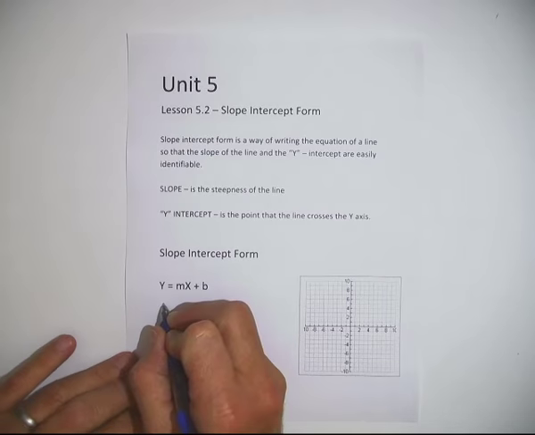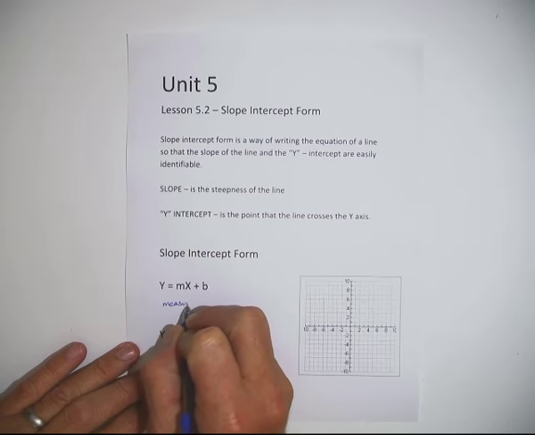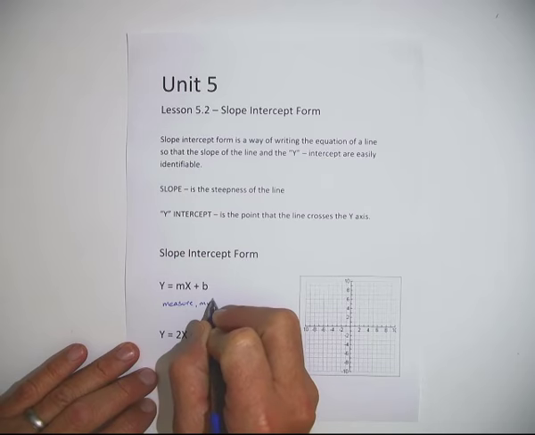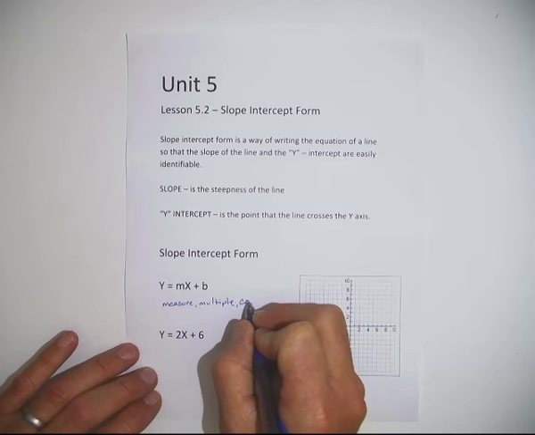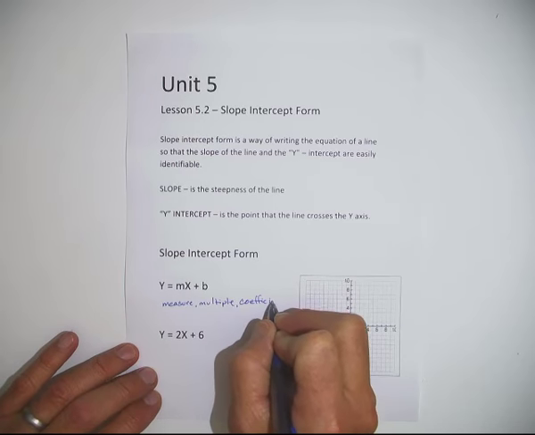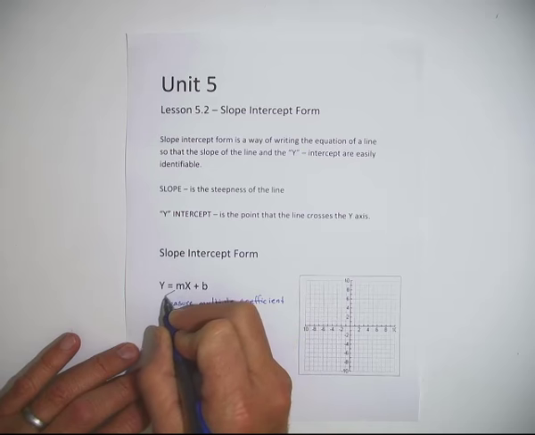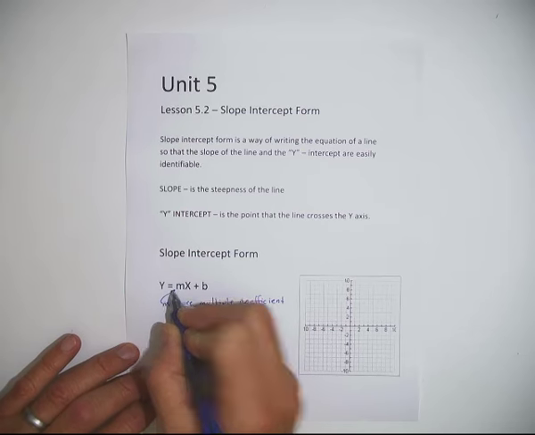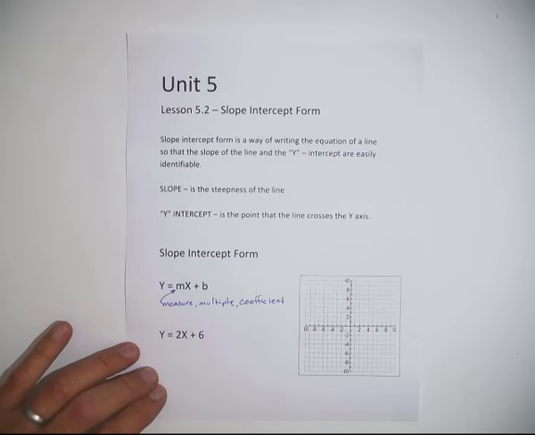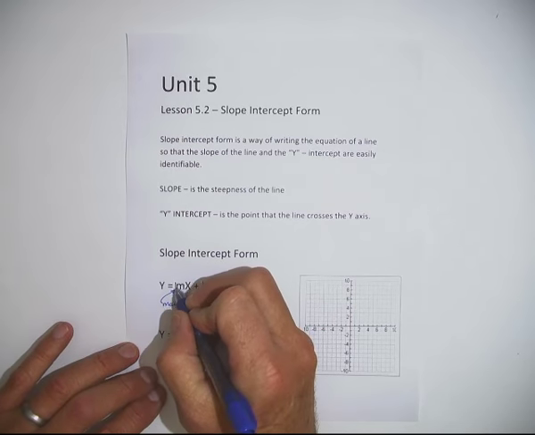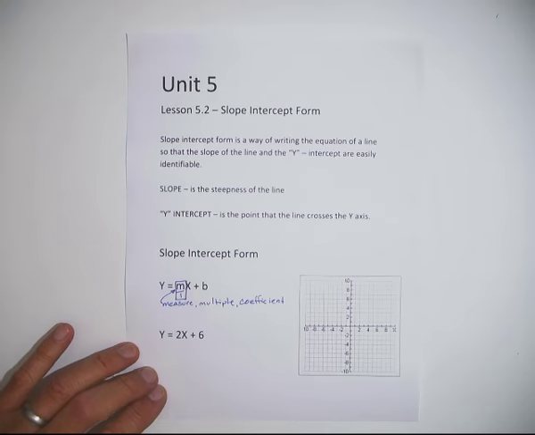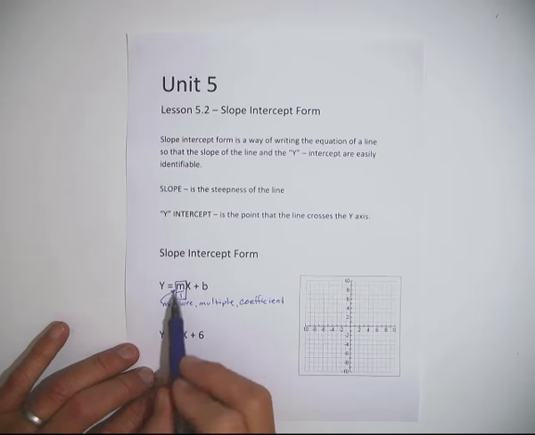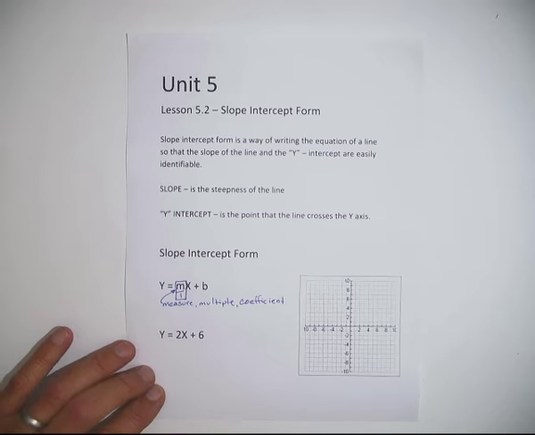M is the measure or multiple or coefficient of x. So that's what m equals, okay? So when we have m and we place it over 1, we have our slope. Slope is defined as rise, our m, over run, our 1.